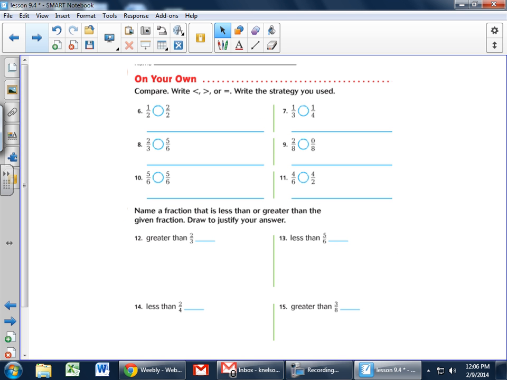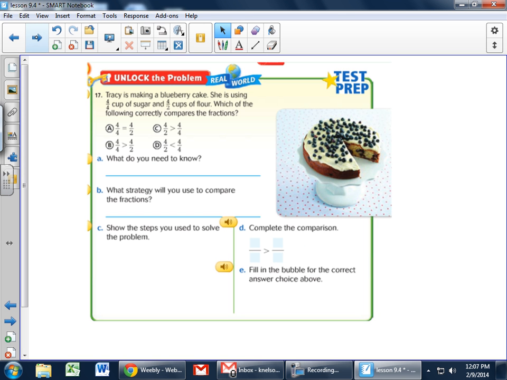On your own, you're going to compare using the greater than, less than, or equal to, and write the strategy that you use. That's what we just did on the previous page. So go back and replay that if you need to. On the bottom, you're going to name a fraction that is less than or greater than the given fraction, and then draw to justify your answer. So yes, I do want a drawing on these. Okay, so number 12, it wants you to do something that is bigger than 2/3. Number 13, less than 2/3. Number 14, less than. Number 15, greater than. Okay, so go ahead and you are going to draw on those.